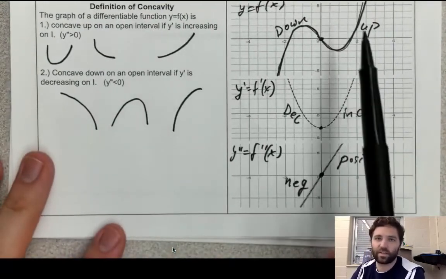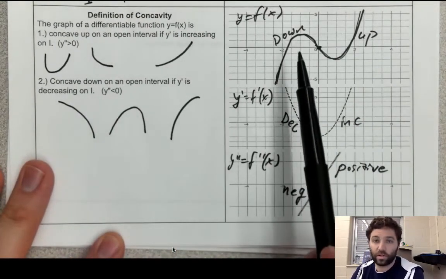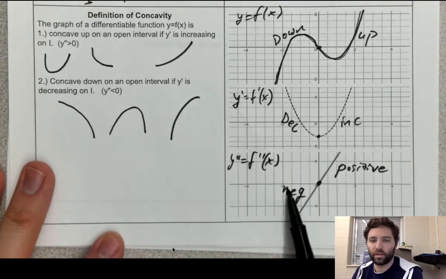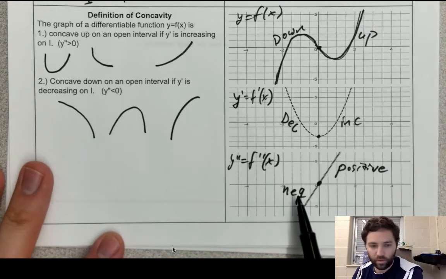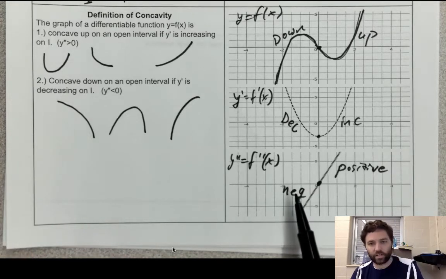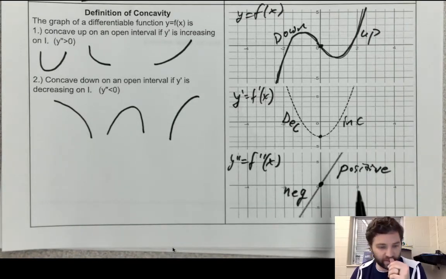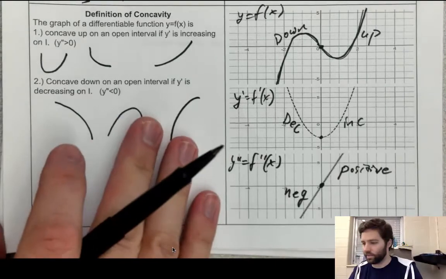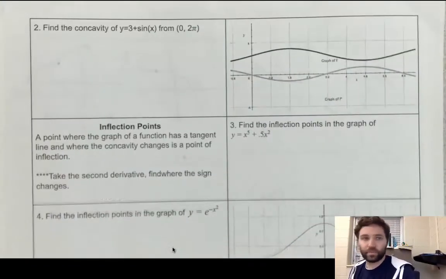So the idea here is that concave down corresponds to decreasing in the first derivative, negative in the second derivative, okay? And then you can see the same thing for positive and up, all right? So I think that's it for concavity, at least on this page, so let's go to the back.